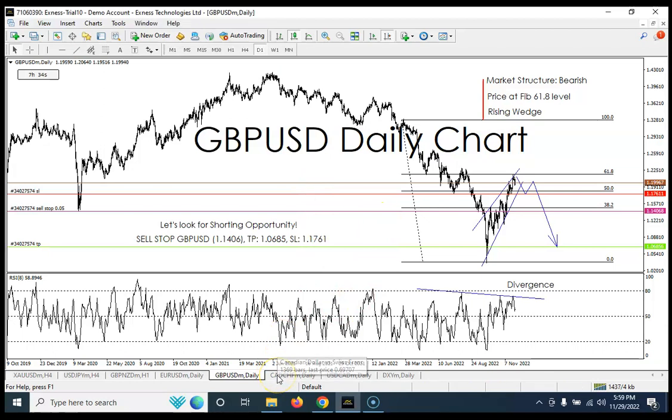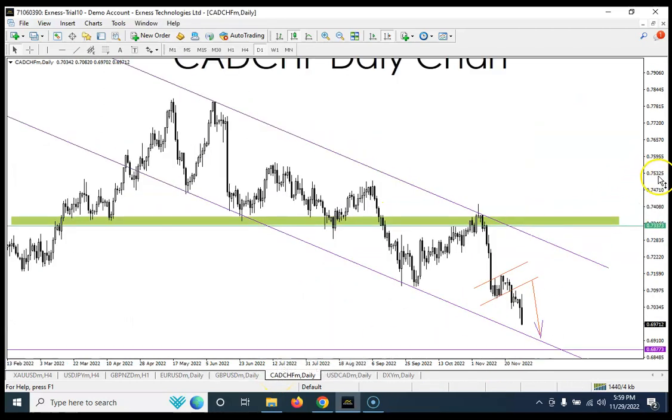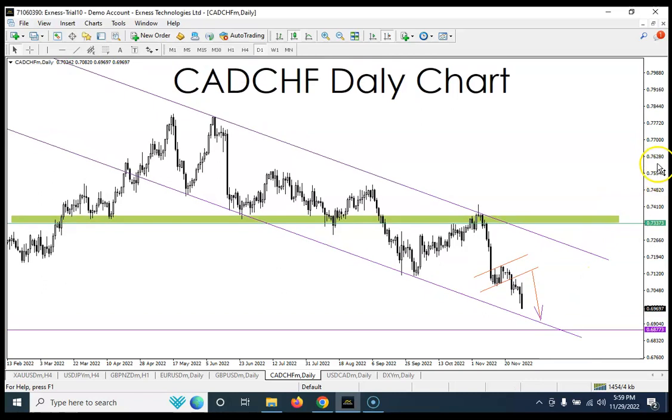So on CADCHF, what did we do? Even though I saw this bear flag and I expect price to push to the downside, I didn't want to take this trade at this level. I wanted price to come to an important level of support or resistance, then I'll look for an opportunity to trade. So perhaps I have lost these opportunities, but I don't want to look at it that way. I really want price to come to important structure levels before I look for opportunities to either buy or sell.